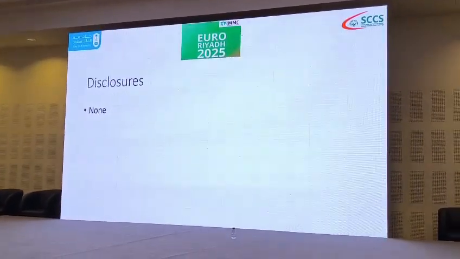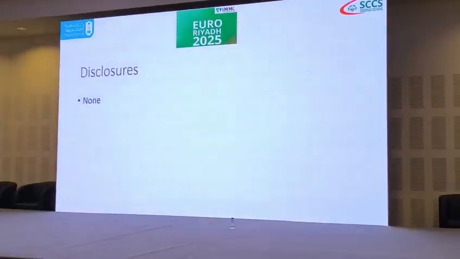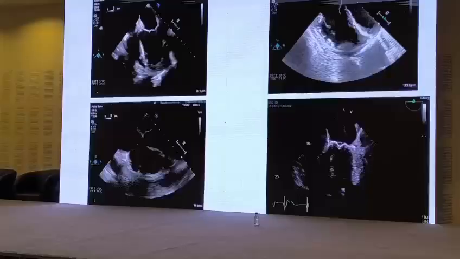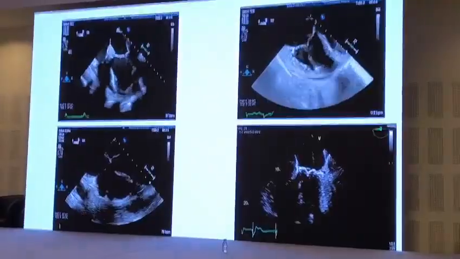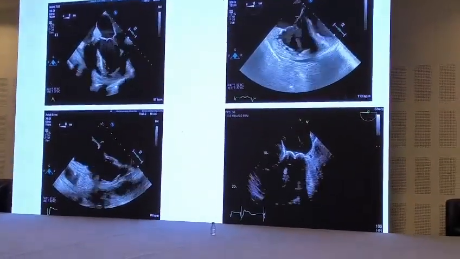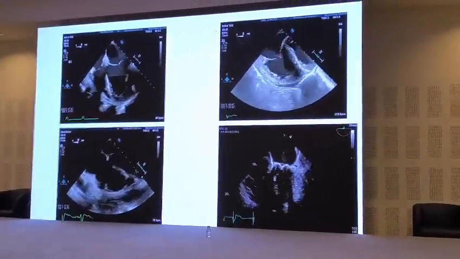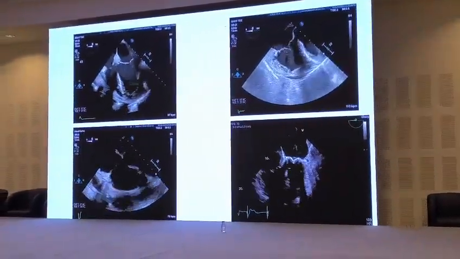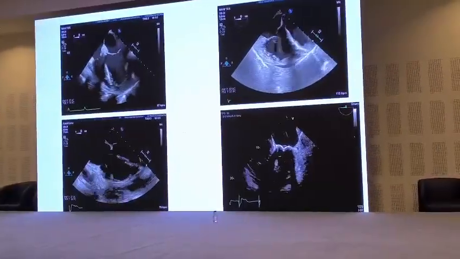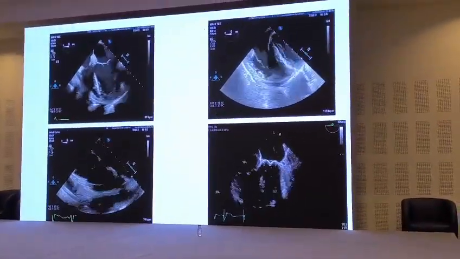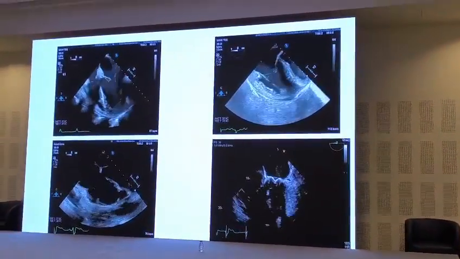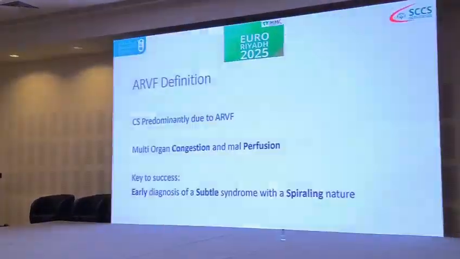Okay, I don't have disclosures, but a disclaimer: we're going to have a lot of echo. I hope you like echo on this. Okay, so I'm talking about acute RV failure. I hope you realize that those four RVs are all going to be read as hypokinetic on echo. We'll have similar echo reports. However, they are completely four different syndromes, and I'll tell you why at the end.